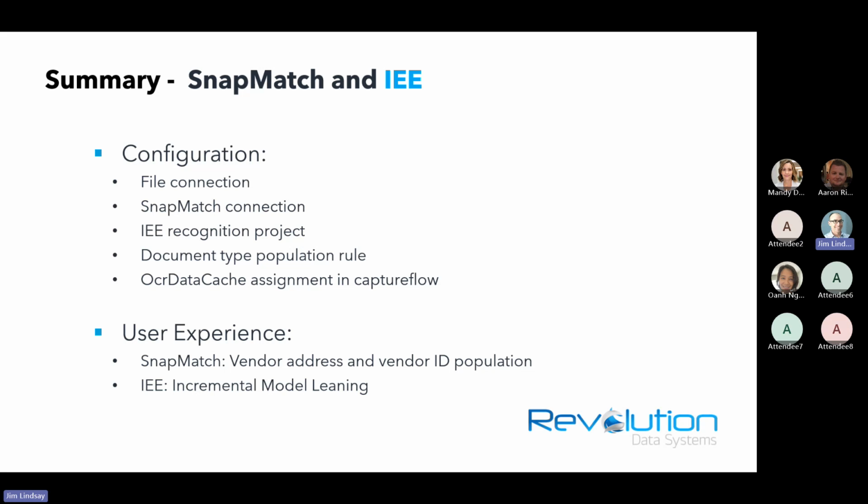And then finally, we saw the IEE, the information extraction engine in intelligent capture, in particular the incremental model learning. Again, we saw that with the PO number custom field that Juan had configured. In the user experience demo, there were two batches that Juan worked through. In that first batch, the IEE engine was learning, if you will, where or what type of data to populate in that custom PO number field.